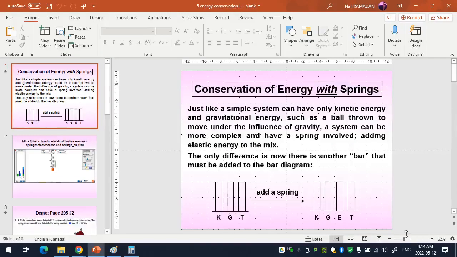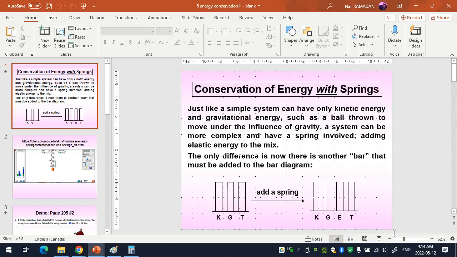Okay, so conservation of energy with springs. Just like a simple system can have only kinetic and gravitational energy, like when you throw a ball and it goes up and down under the influence of just gravity. Now you add a spring to the mix, and the spring is being compressed or stretched. Then that means there's some energy of the system that's being stored in the spring, which means the spring now has a say in the equation.